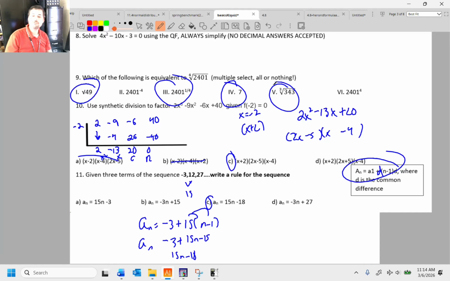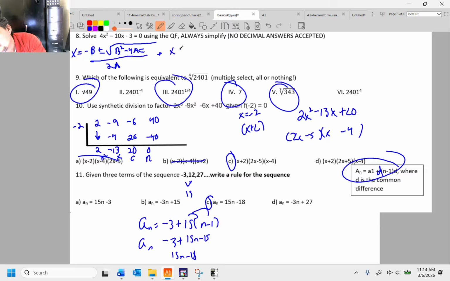Number 8, solve using the quadratic formula. Oh my God, a number of y'all that leave these things blank. What is wrong with you? Like, it's not Algebra 2, it's Algebra 1. How do you not know the quadratic formula? Bruh. Because x equals -b plus or minus the square root of b squared minus 4ac, all over 2a.